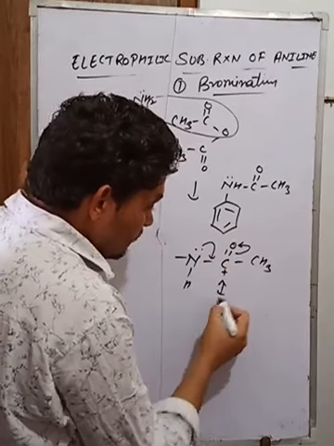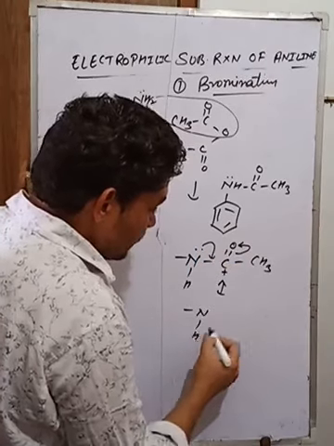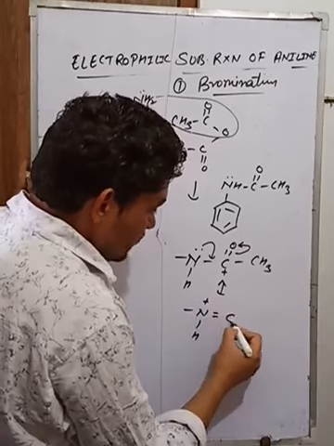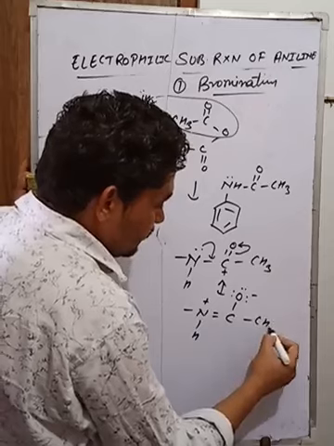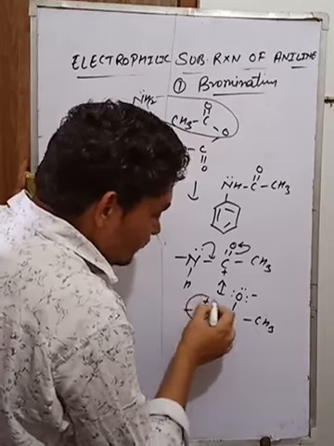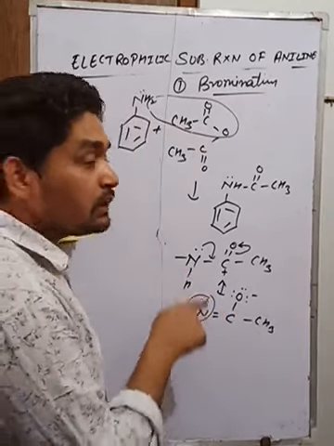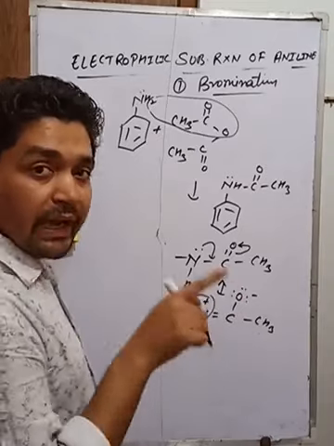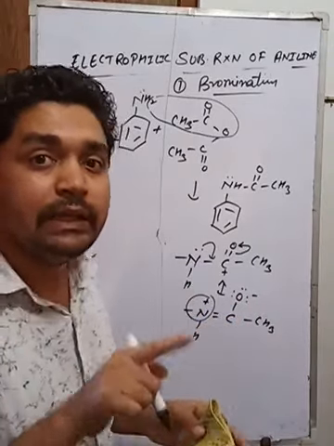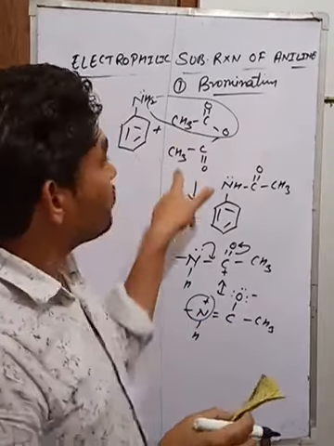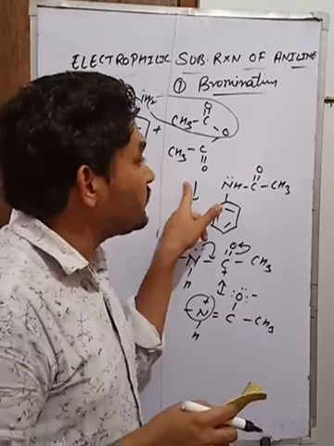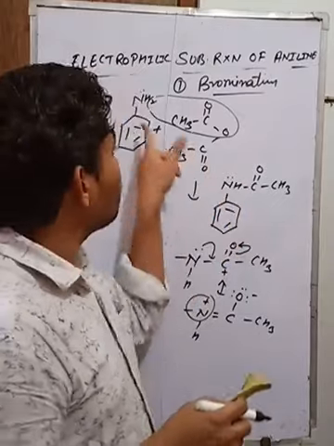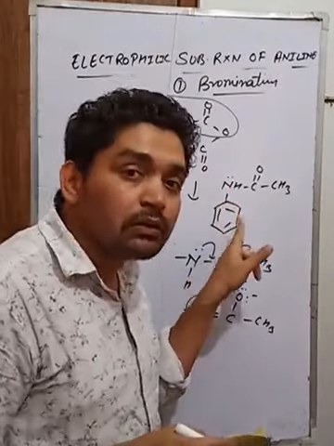This is stabilized by 2 resonating structures. This carbon carries a positive charge and this oxygen carries a negative charge. Here the nitrogen carries a positive charge. Thus the electron density on nitrogen decreases when aniline undergoes acetylation. It means when aniline undergoes acetylation, the activating power of the NH2 group can be controlled.